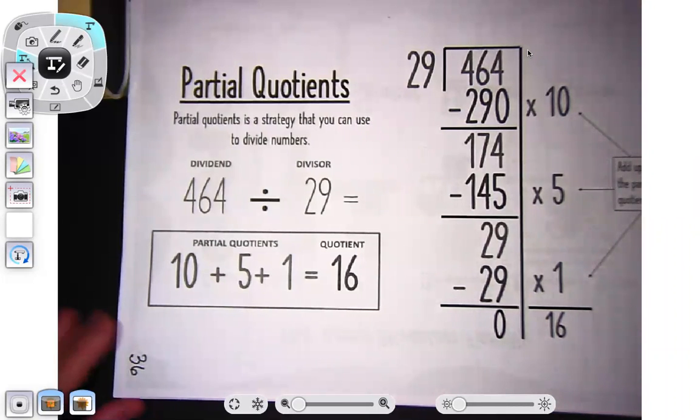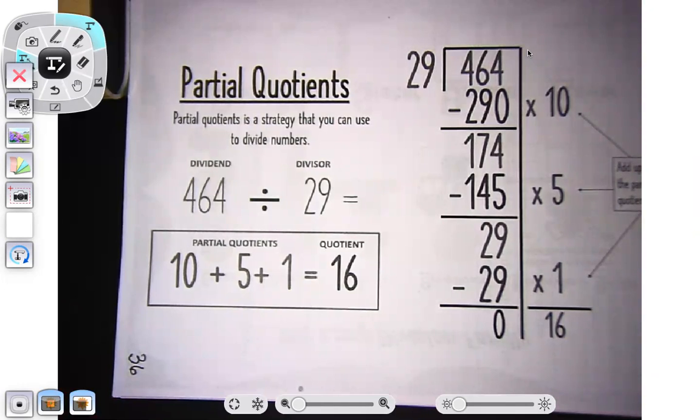All right, guys, today I am on page 36 in your NBT 5 to NBT 7 math notebook. We're going to talk about the partial quotient strategy. I know I showed you a little bit in the video yesterday, but we are going to look at it today. So partial quotients is a strategy that you can use to divide numbers.